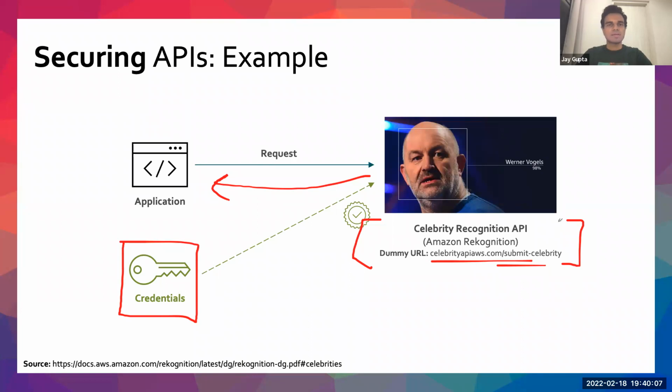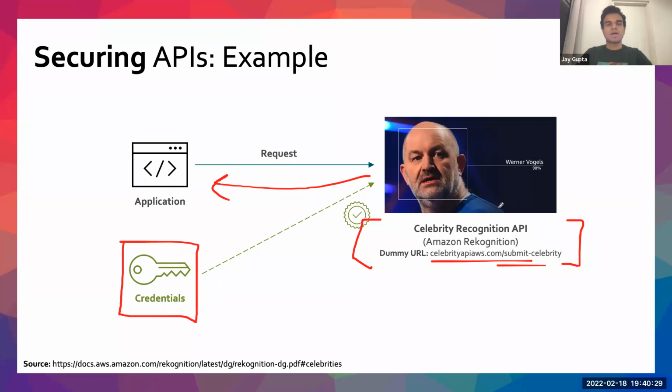Now, how do they do that? They will say that, okay, you can make 1,000 requests, and for 1,000 requests, we will charge you, say, $5. The amount can be anything. Now, if they have this URL, then anyone can use a URL to use the API. But then again, the API should not be for free.